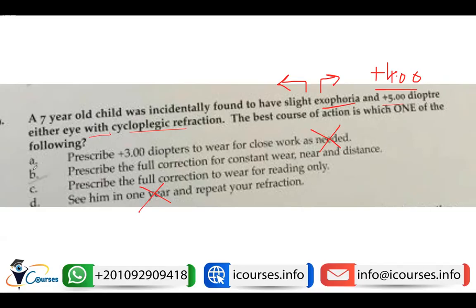So here we have two confusing answers. Prescribe the full correction for constant wear near and distance, or prescribe a full correction for near or for reading only. The true answer is to prescribe the full correction for constant wear, near and distance, because prescribing full correction for reading only will not correct the hypermetropia for far that the patient has, and again will make him unable to accommodate and will cause him more amblyopia.